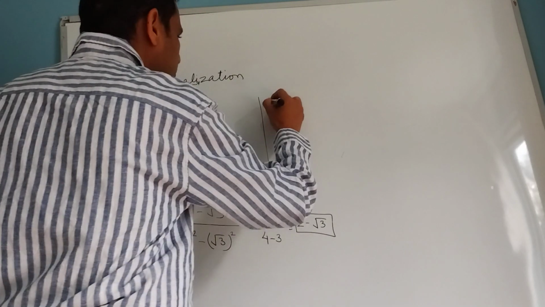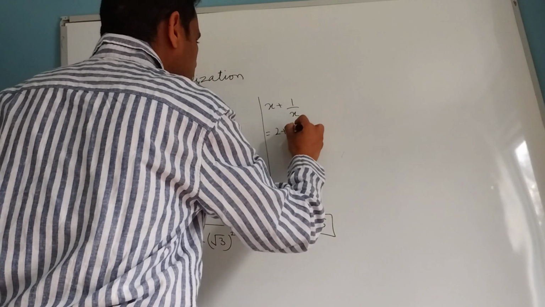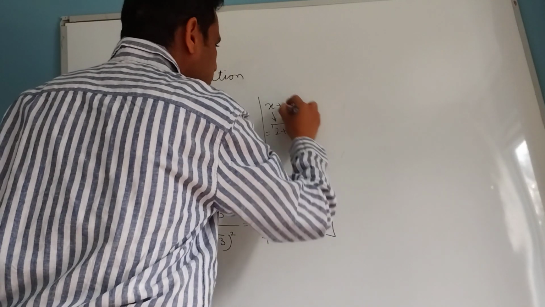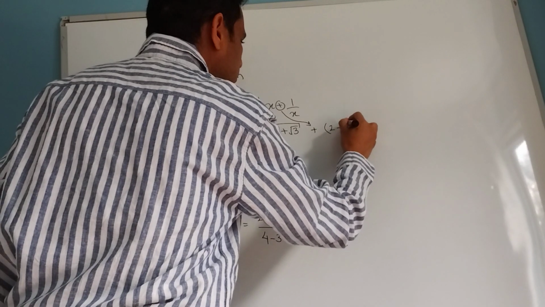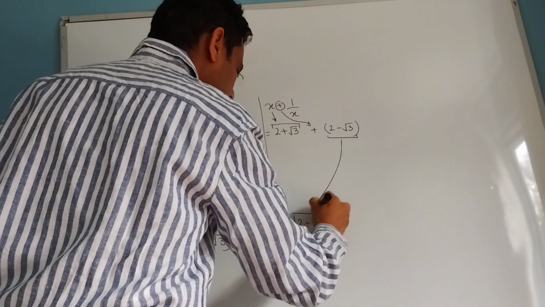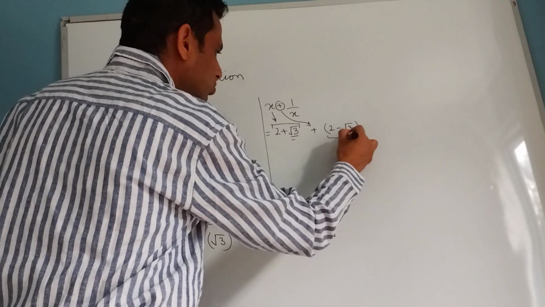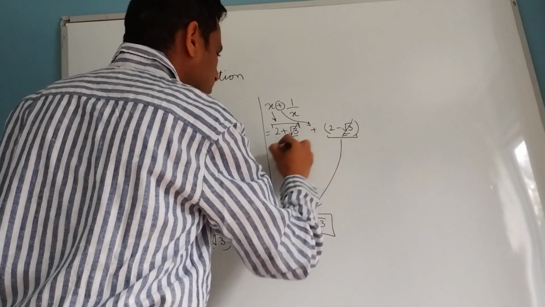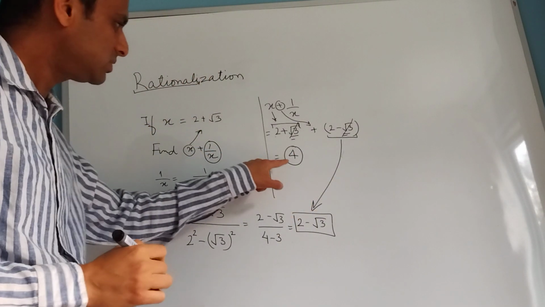It becomes easier. x plus 1 by x is equal to 2 plus root 3 plus 2 minus root 3. This 2 minus root 3 is coming from this calculation of 1 by x. So this plus root 3 and minus root 3 gets cancelled off. 2 plus 2 becomes 4, which is our answer. So if x is equal to 2 plus root 3, the value of x plus 1 by x is 4.